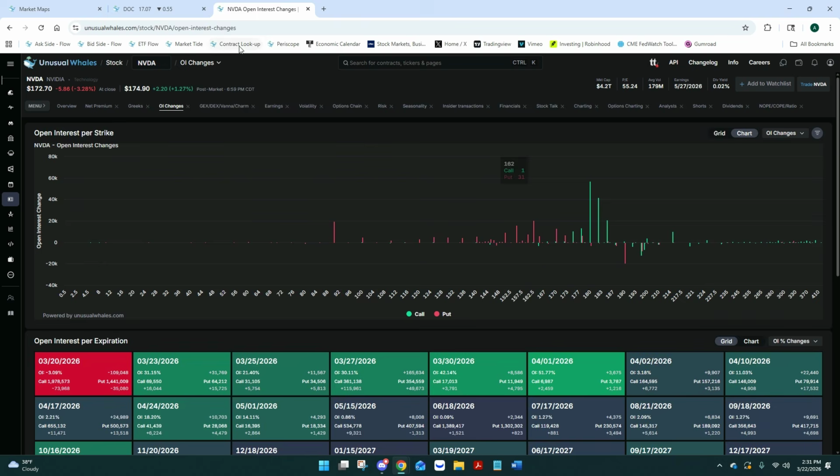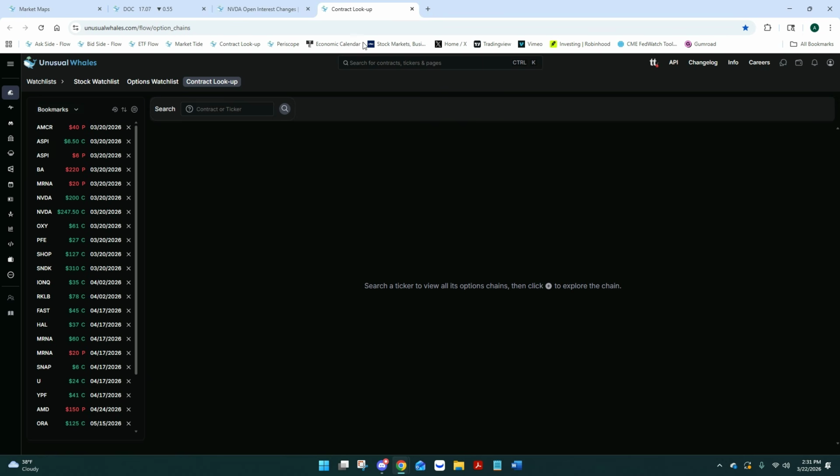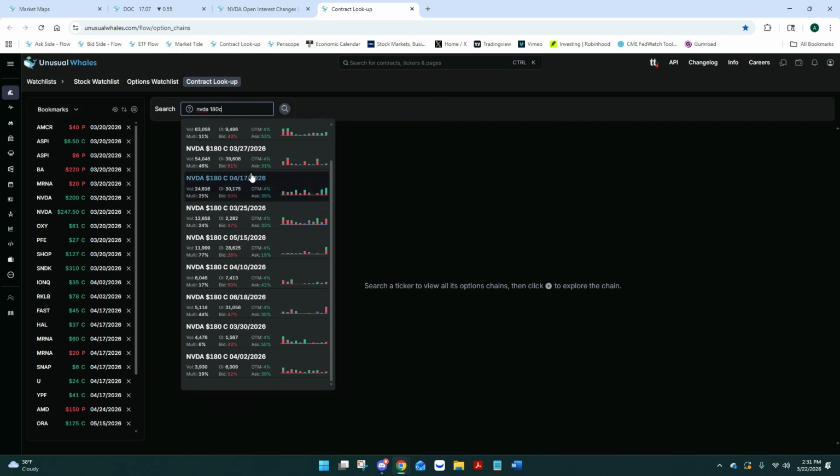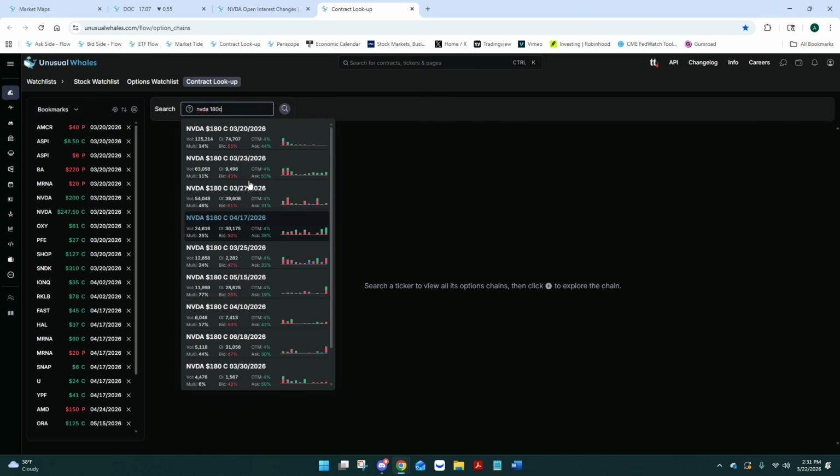So again, if you want to do it this way too, that contract lookup, we're going to do the NVIDIA 180 call. Okay, let's see. Oh, we got a lot of open interest on that one, kind of throughout this strike here. So we'll look at the 327 here. That has the most open interest.